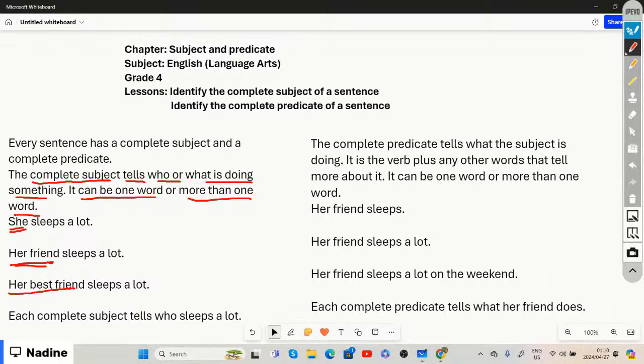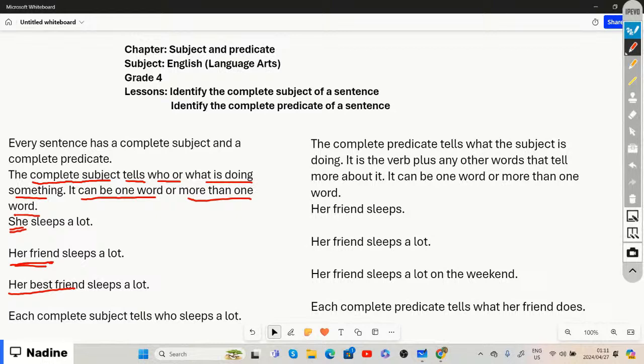All right. So if we look at all three of these sentences, right, each of these sentences has a complete subject and it tells us who sleeps a lot, right? And that we call a complete subject, right? A complete subject tells us who or what is doing something, right? And we say that a complete subject can either be one word or it can be more than one word, right? And that is a complete subject.